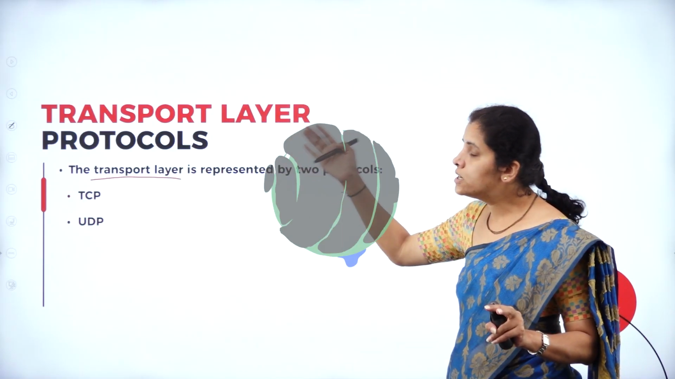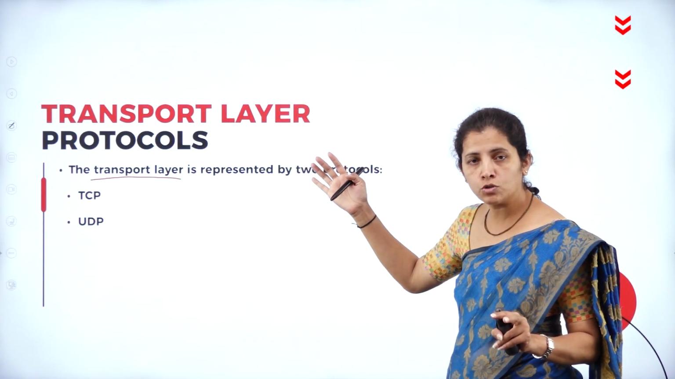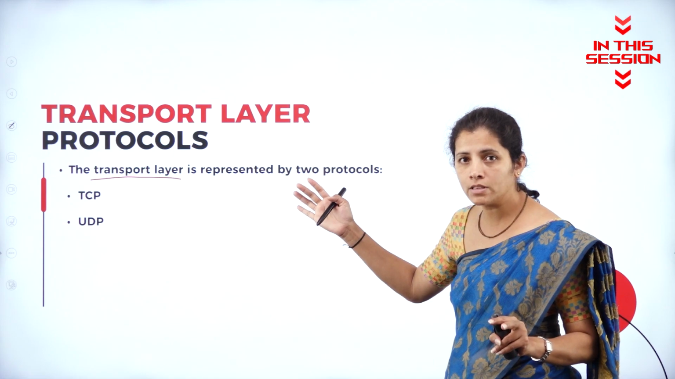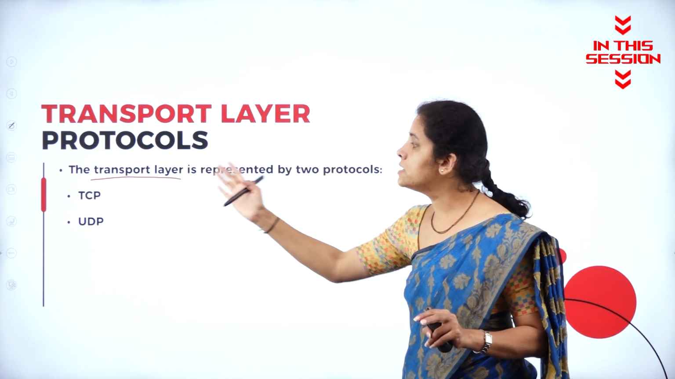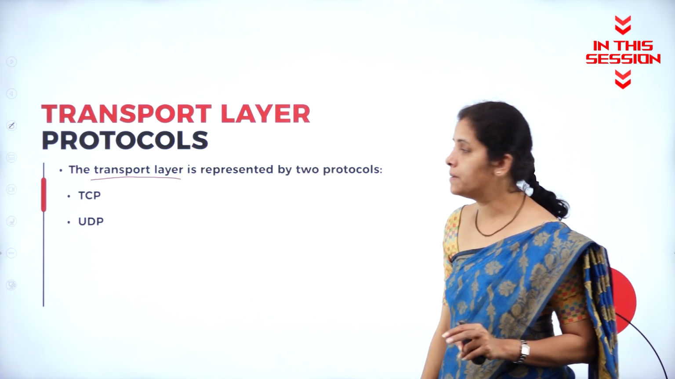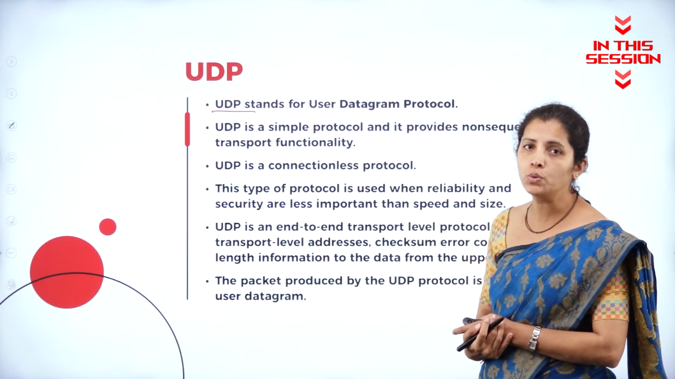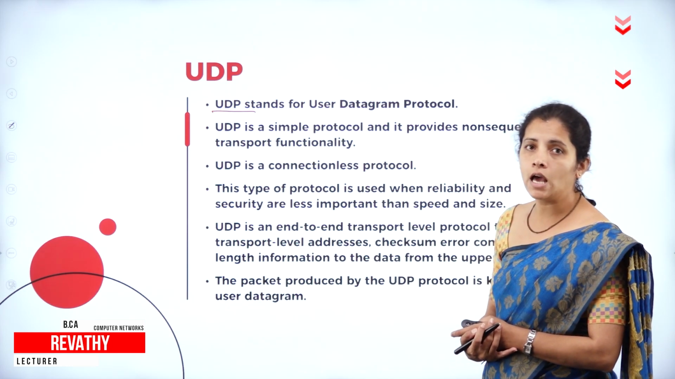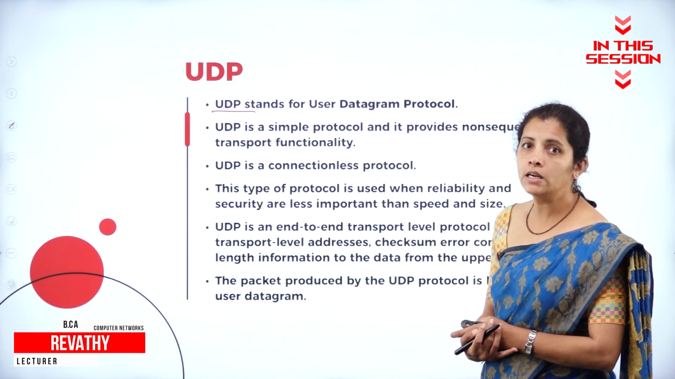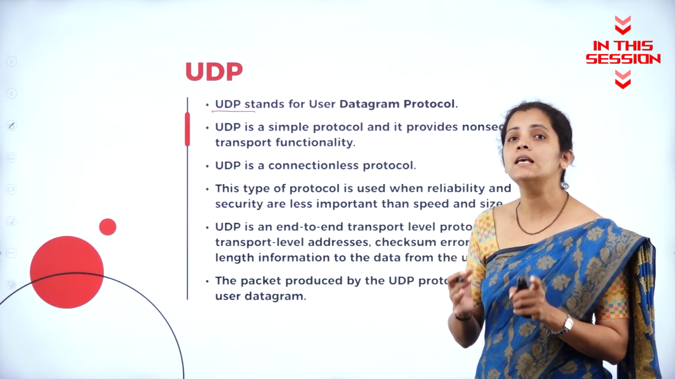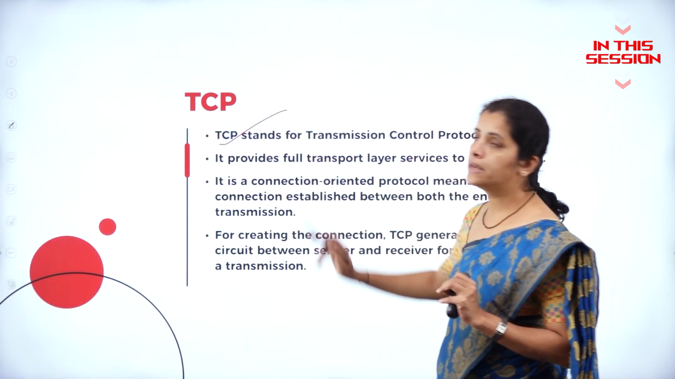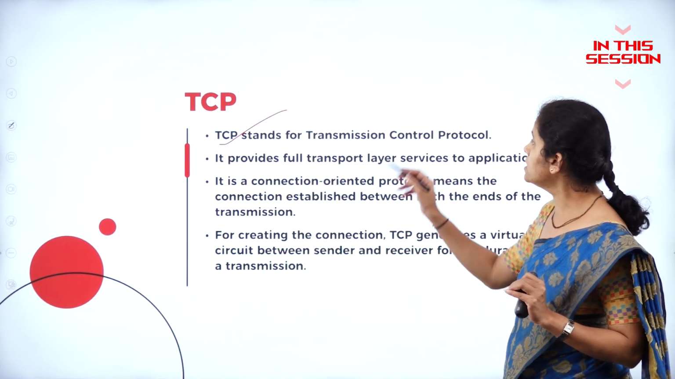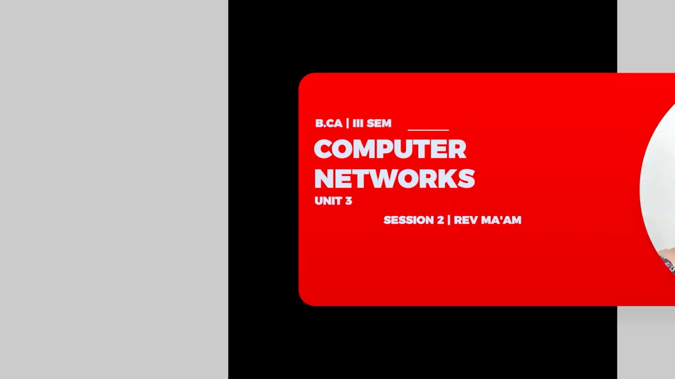The transport layer uses two protocols to provide all the services, that is TCP and UDP. UDP stands for User Datagram Protocol. It is an unreliable protocol and it provides connectionless service. TCP stands for Transmission Control Protocol.